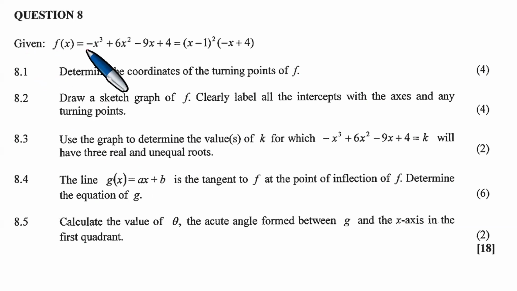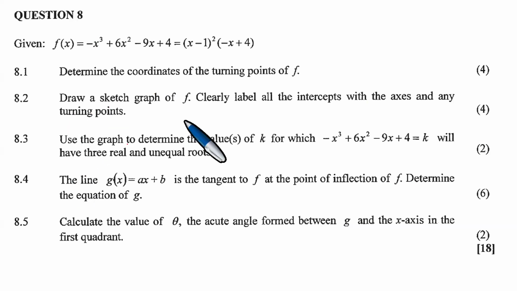8.1 is: given f of x equals minus x cubed plus 6x squared minus 9x plus 4, determine the coordinates of the turning points of f. Draw a sketch graph of f, clearly labelling all. I'm just reading through because when you get the video, the question is going to stay for some time for you to do the things, because otherwise, if I just cut it short now, it's too many questions and you have to pause the video.